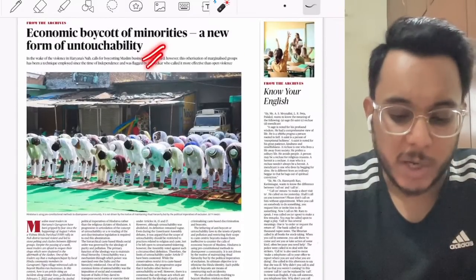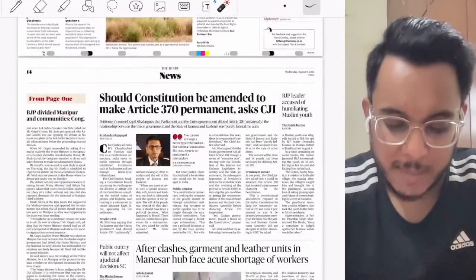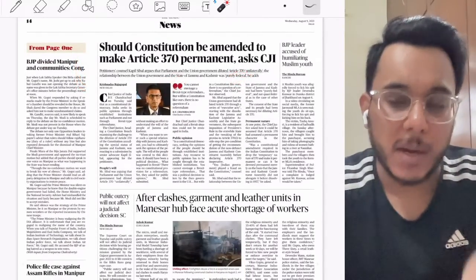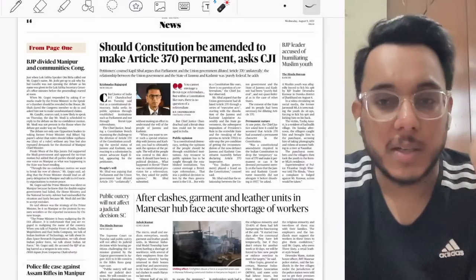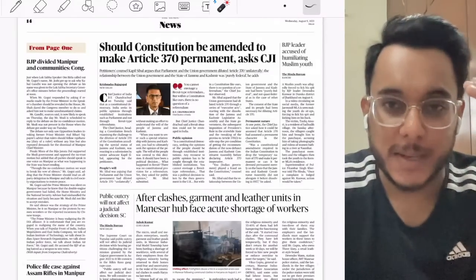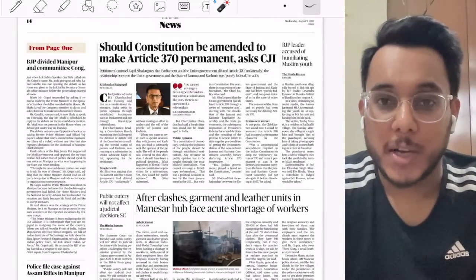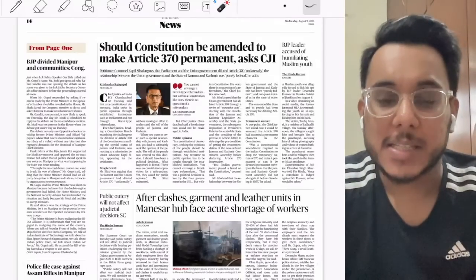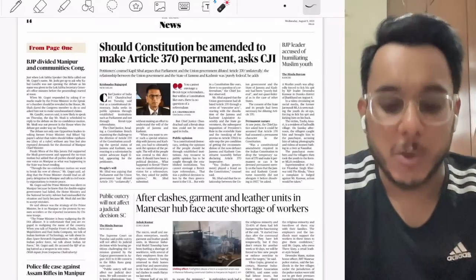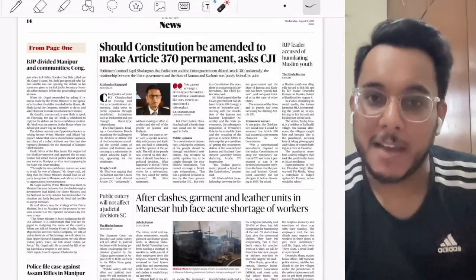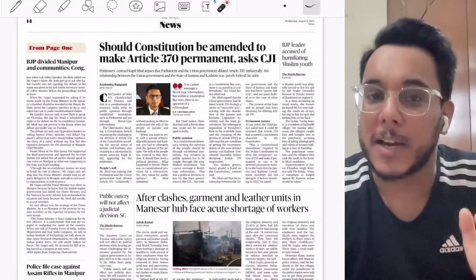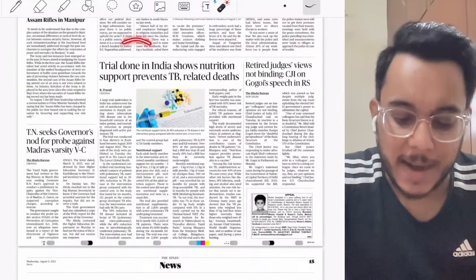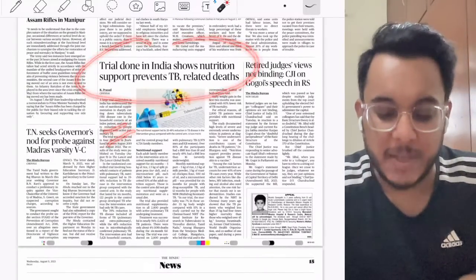Then economic boycott of minorities. This article also we will see with respect to the exam point of view. After that, should the Constitution be amended to make Article 370 permanent? Right now, in the Supreme Court, the arguments with respect to Article 370, which got diluted by the government in 2019, are going on. Understand this: when the final judgment comes, only then should you see this particular article. Till then, what debates and arguments are made every day, you are not required to follow that. Then here we have one article, trial done in India shows nutrition support prevents TB related deaths.